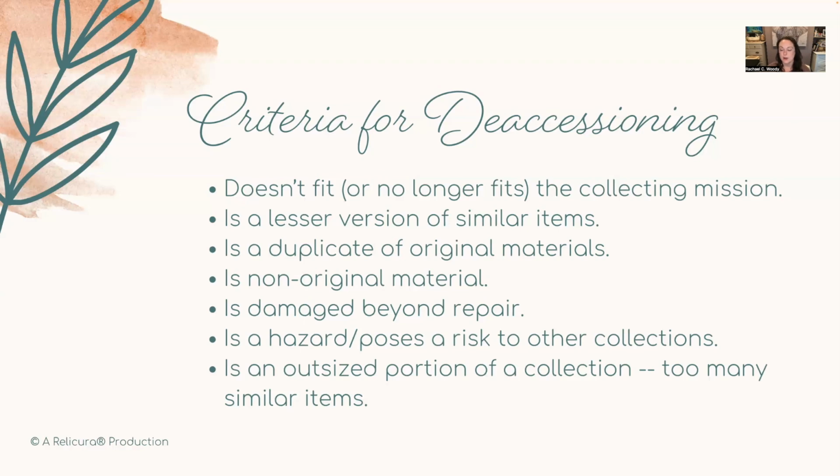Another item in here is damage beyond repair. It could be an original item, it could be something that fits the collecting mission, but if it's covered in mold or it's just beyond recognition because it's so broken, for many reasons it may be time to get rid of it. So for those two bullet points, it could be damage beyond repair, or it is itself so damaged and yet also so hazardous that it's a risk to the other collections. And finally, it is an outsized portion of a collection, as in there are too many similar items in your collection for that one thing, so that it's not allowing you to collect in any other depth or breadth in other areas of your collection.